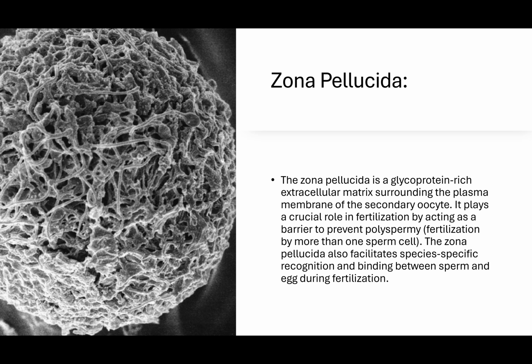Alright, so I'm back. The zona pellucida is a glycoprotein-rich extracellular matrix surrounding the plasma membrane of the secondary oocyte. It plays a crucial role in fertilization by acting as a barrier to prevent polyspermy. We know that polyspermy occurs when multiple sperm fertilize the same egg. The zona pellucida also facilitates species-specific recognition and binding of sperm and egg during fertilization. So it tries to prevent, well, not people, let me stop saying that because that is problematic.